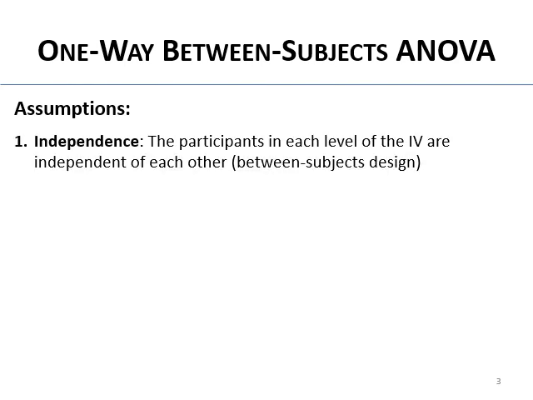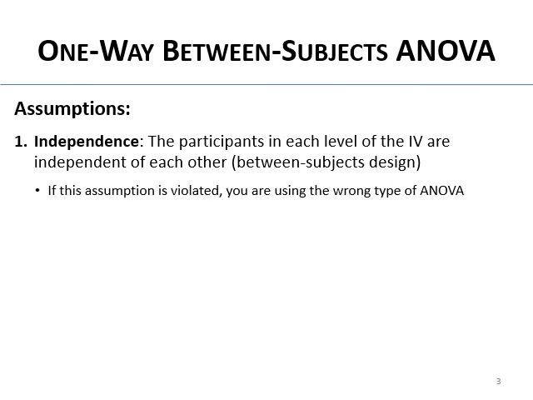So number 1 is independence. The participants in each level of the independent variable should be independent from each other. Shouldn't be correlated, shouldn't be paired, shouldn't be the same people, shouldn't be siblings, shouldn't be partners, that sort of thing. They're just completely different people, except for the fact they're in your study, and maybe they share some characteristic of interest. You're just doing a study on all men, for example. They're not related, and they're not the same people. So really, that's just saying between subjects design. If you violated that, you'd be using the wrong type of ANOVA. We'll learn about the right type of ANOVA for that dependent design next week.